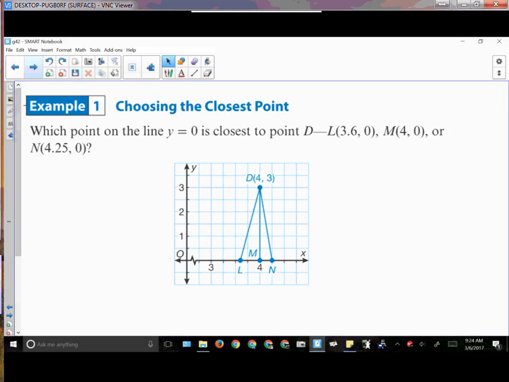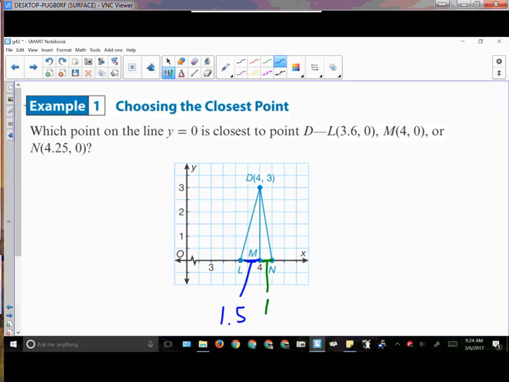Which point is closer, N or L? Probably N. Why do you say probably N? It looks closer. Okay, that's what we're really looking at. There's the distance here. If I take a look at how far it is from here to here, it looks like it's 1, correct? And if I go over here, it looks like it's probably 1. Okay, we'll just go 1.5.